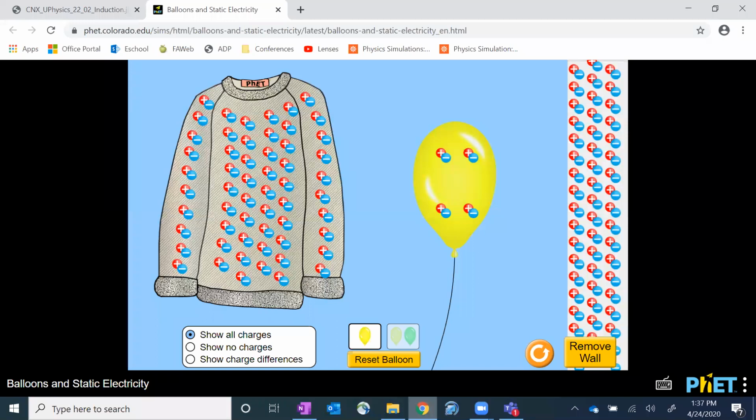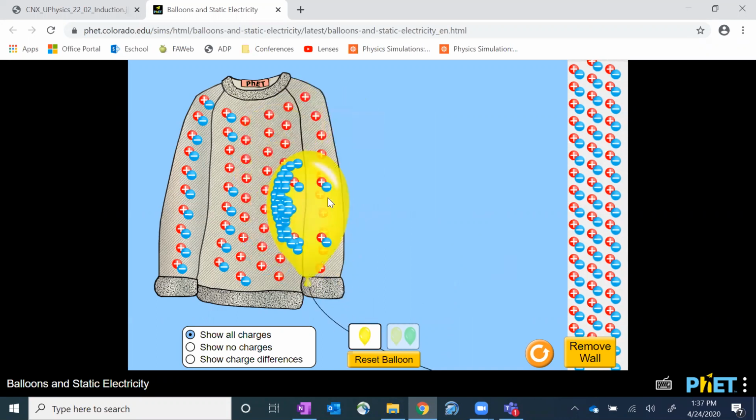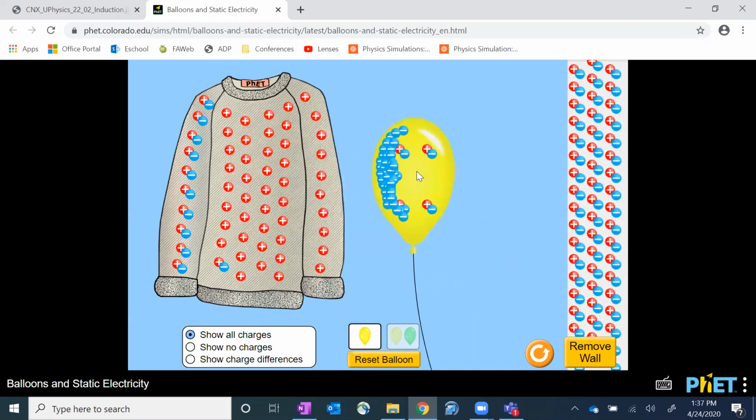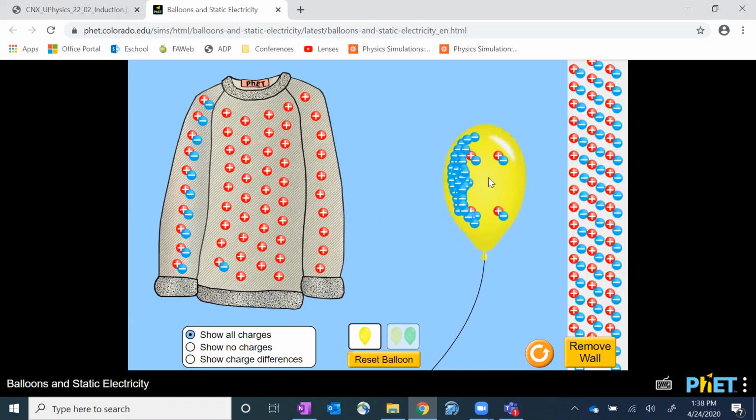So let's start by going back to something we did the other day, which was this balloon simulation, charging by friction. If we take a balloon and rub it on this sweater, or in real life, you could take a balloon and rub it on your hair, we know, even though we can't see it physically, the balloon ends up picking up electrons either from the sweater or your hair. Now, I want you to pay particular attention to the wall as I bring the balloon towards the wall. What happens to the charges?